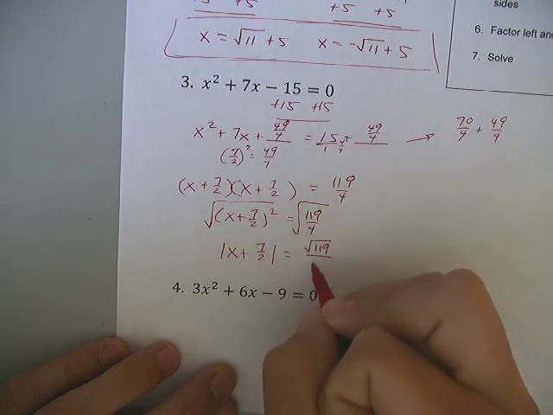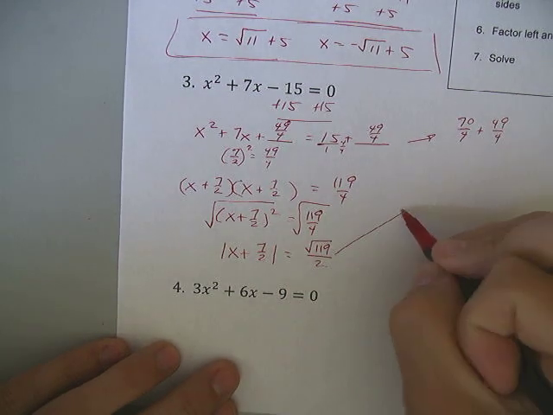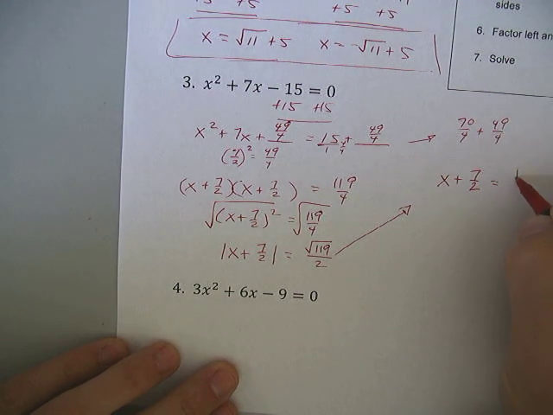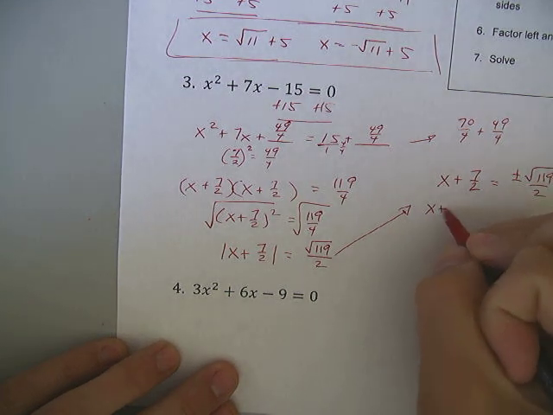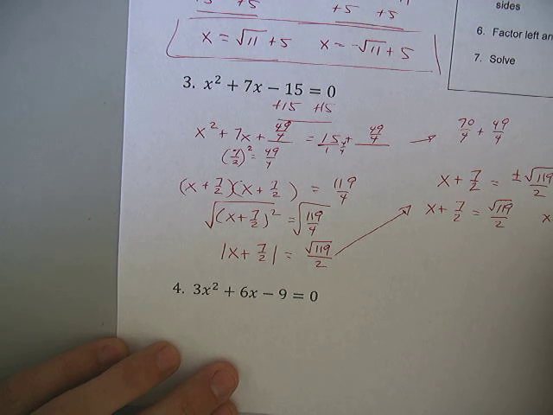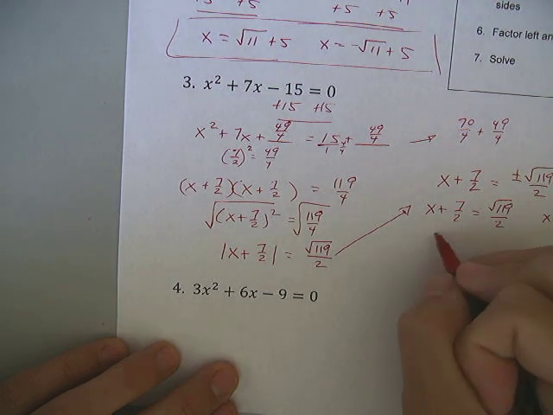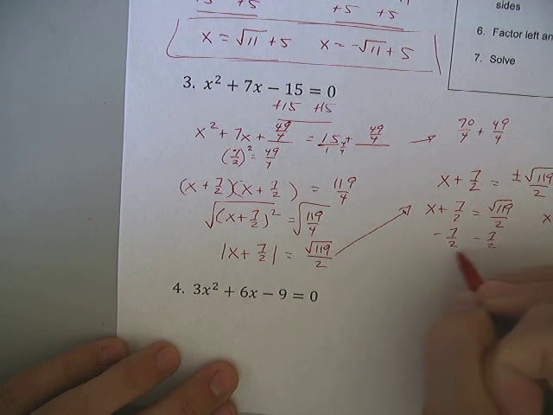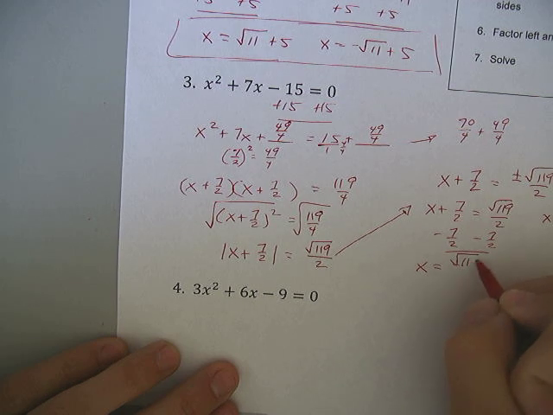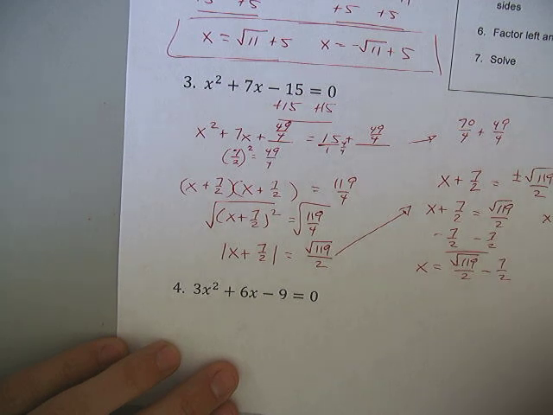Okay. Next, square root. So I get absolute value of x plus 7/2 equals, now this one, square root of 119. I don't know what that is, so I'm going to leave it as square root of 119. But I do know what the square root of 4 is. It's 2. Okay, so x plus 7/2 equals plus or minus root 119 over 2. That means x plus 7/2 equals positive root 119 over 2, and x plus 7/2 equals negative root 119 over 2.